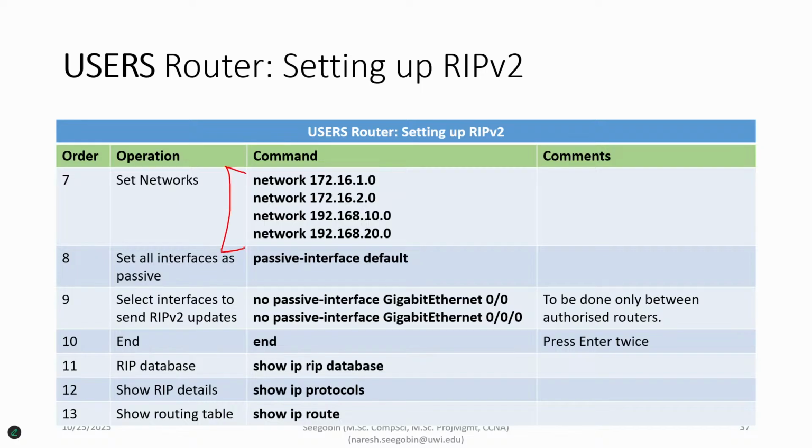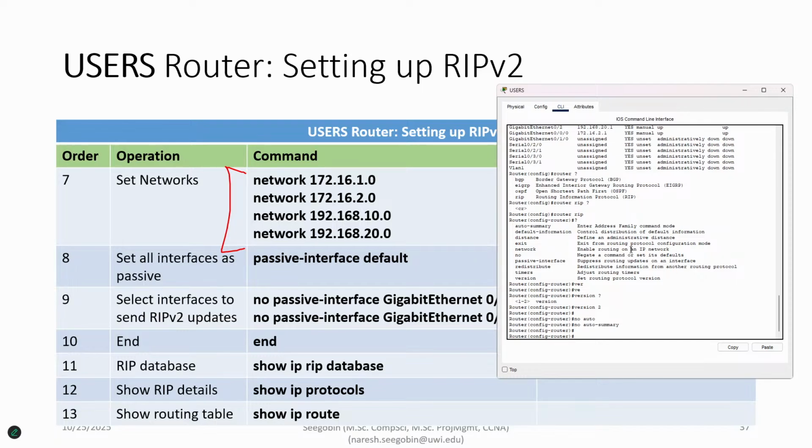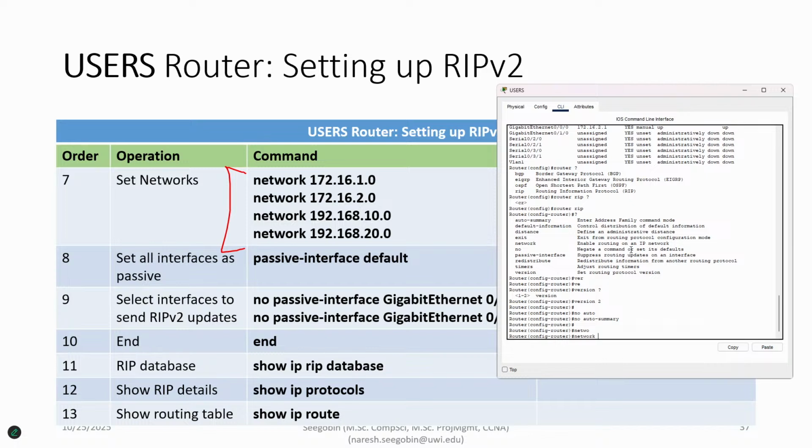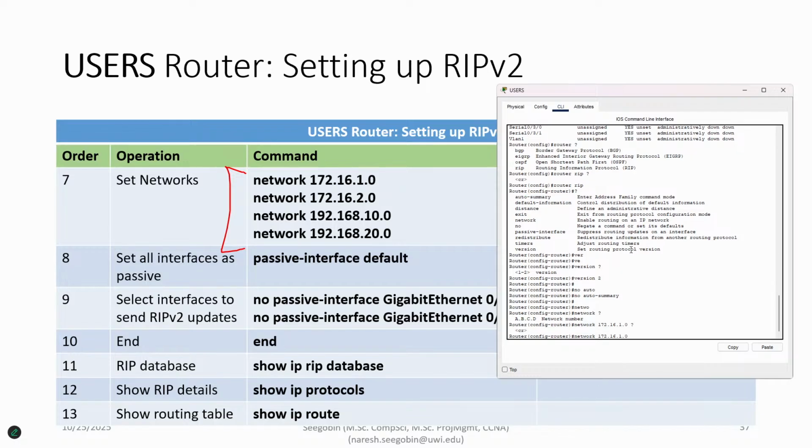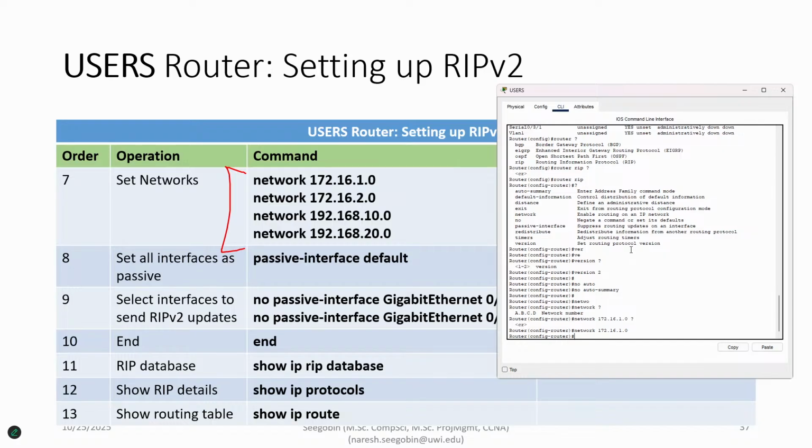For this, we're going to use the network command, and then we're going to just put in the network, right? 172.16.1.0. Let's do a space, question mark. Nothing else here. That's how RIP is. In the other routing protocols, we'll have to put masks and what we call wildcard masks and stuff. So this is the first network command.